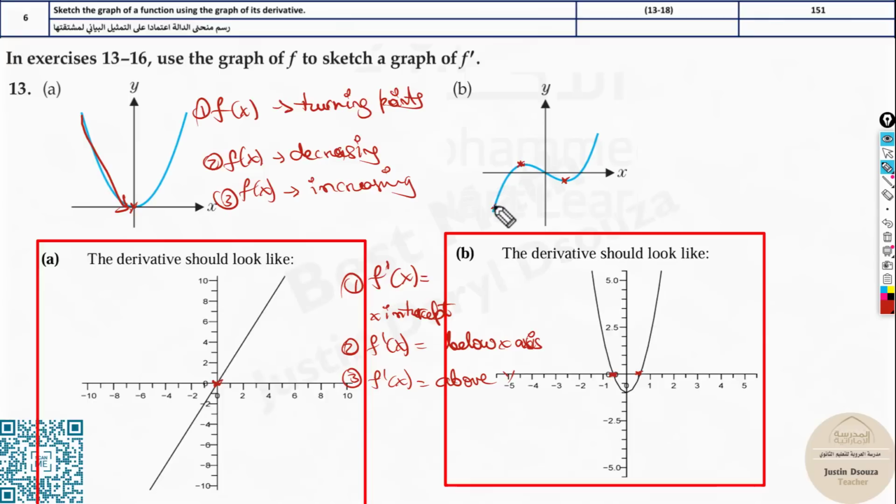What is happening? Is it increasing? Yes, it's increasing, going up. Increasing means going up, right? Going from left to right, upside. Decreasing is going down. This was downwards, this is upwards.